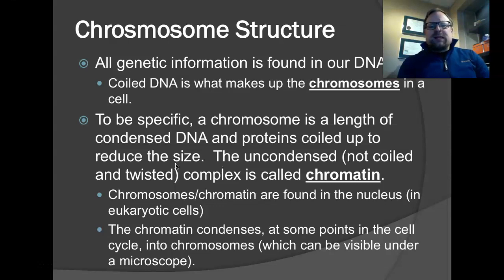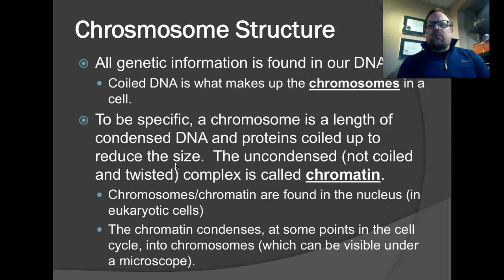So a chromosome is a length of condensed DNA and proteins coiled up to reduce its size. If I wanted to talk about chromosomes that are sitting in the nucleus in the time between cell divisions, we would actually call them chromatin, the uncondensed, not coiled and twisted version of this. But I tend to just say chromosomes. And I want you to understand that when we're talking about chromosomes, we're really talking about long segments of DNA with certain genes on them made up of DNA.